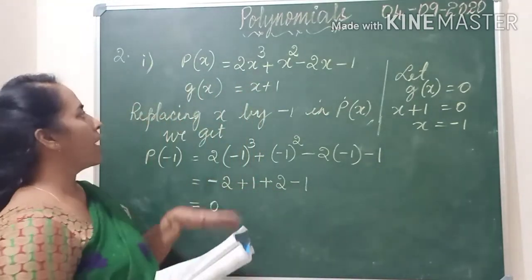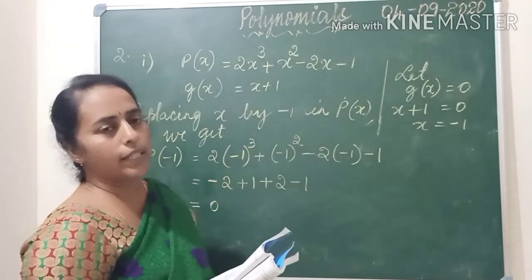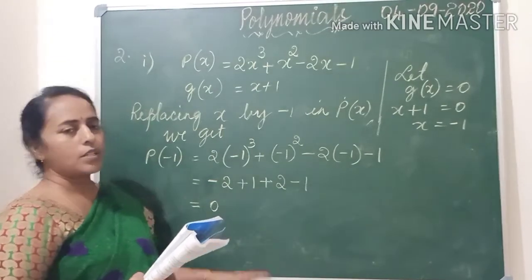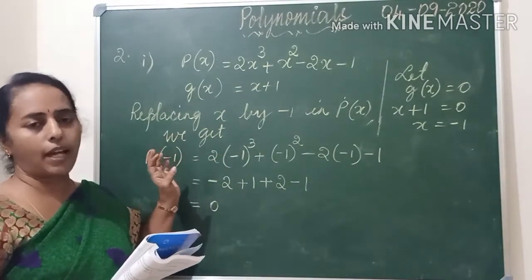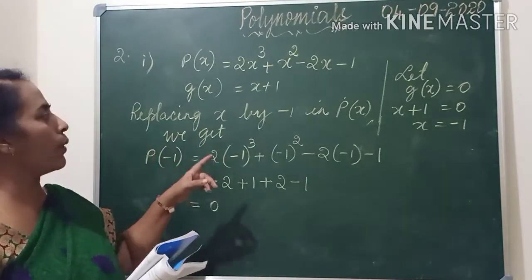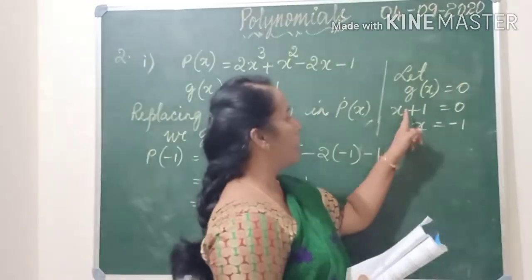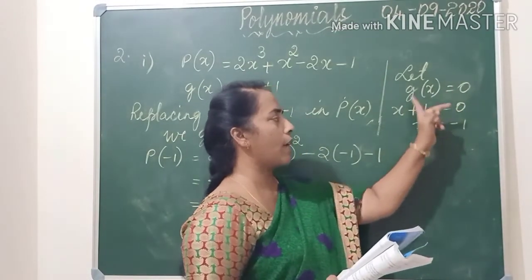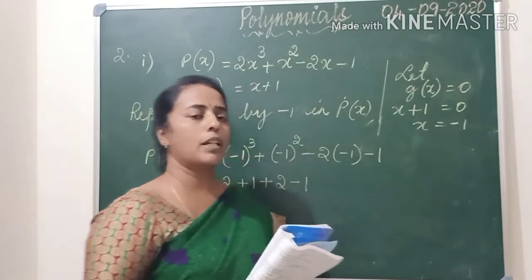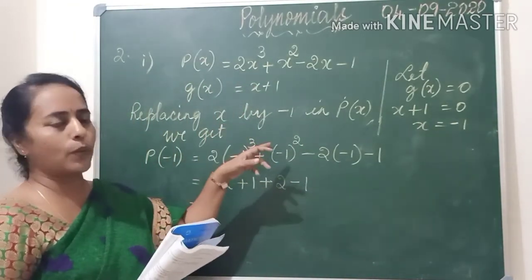So let us see the first one. Here p of x equals 2x cubed plus x squared minus 2x minus 1. So g of x is x plus 1. So to get the value of x, you have to equate the divisor to 0. That is g of x equals 0. That is x plus 1 equals 0. That is x equals minus 1. You have to take this plus 1 to that side. It will become minus 1. Now you have to replace x by minus 1.